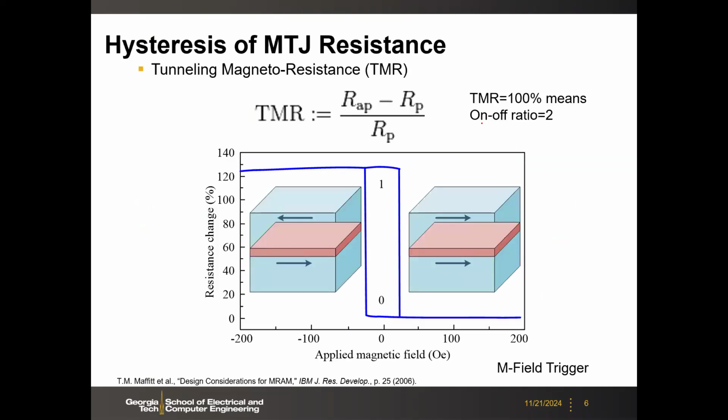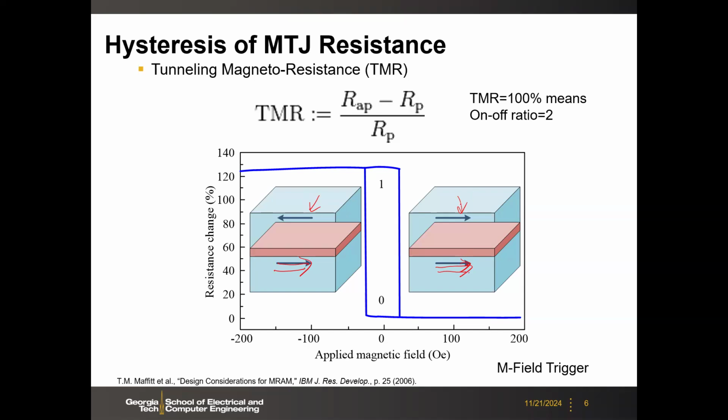In real experiments, what people typically measure is the hysteresis of the MTJ resistance as a function of the magnetic field. At the end of the day, this is a magnetic memory. If you apply an external magnetic field, you're going to switch the magnetization direction. As I said earlier, the bottom layer is pinned. That means within this magnetic field, the bottom layer will not change. It always points to the right in this case.